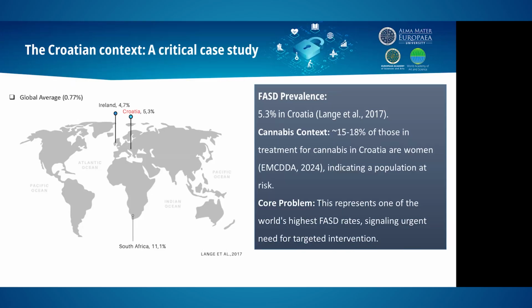And furthermore, while we have a lack of direct data on cannabis use during pregnancy in Croatia, we know that approximately 15 to 18% of young women report using cannabis. This is the prime childbearing age, and this tells us that we have a significant population at risk of exposure, often before they even know they are pregnant. And this combination, a high prevalence of FASD and a high rate of cannabis use among young women, creates an urgent public health challenge that we must address.